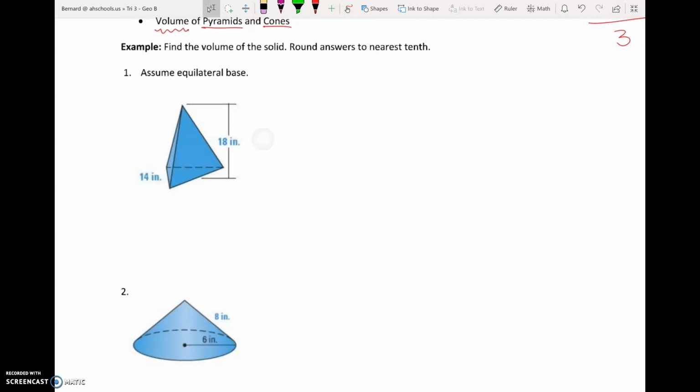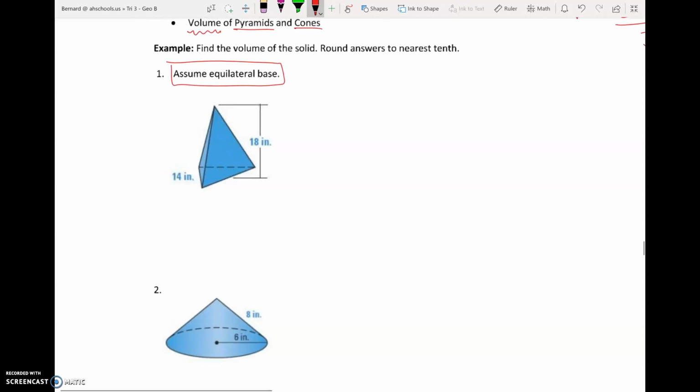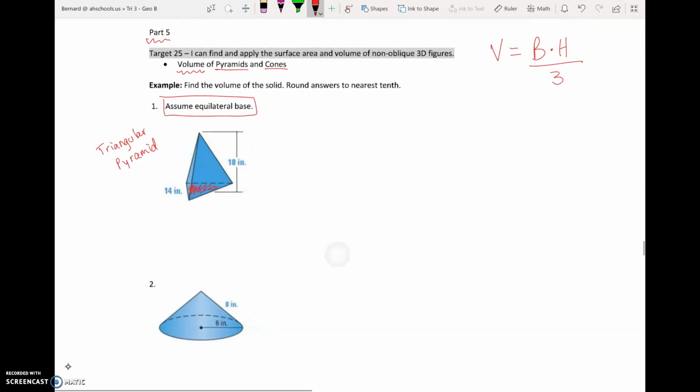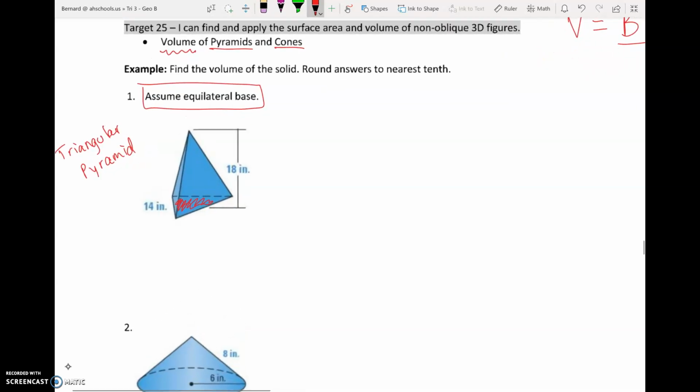Now, in number 1, notice this first direction, assume equilateral base. Here's why. The base down here is a triangle, and this is a pyramid, so this is a triangular pyramid, right? And so what we have to do in this section is just like what we did in Part 4. We need to find the area of the base. We need to find the height. So let's start with big B, area of the base.